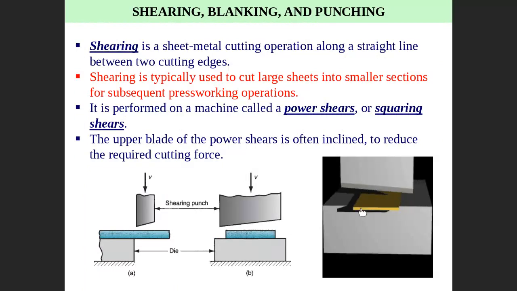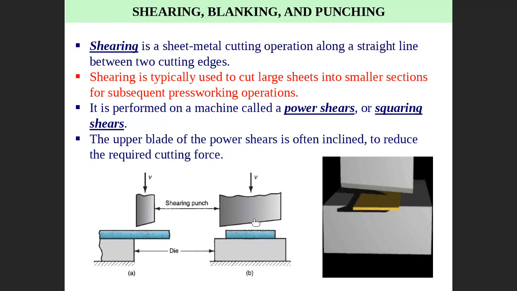Okay, so when you come to the shearing process, this is a shearing process. This is the sheet, this is a punch, and this is a die. The punch will come to cut against the die here. This is the front view, this is the side view. It is mainly used to shear the part to cut a smaller part for a subsequent process. I mean, maybe you cut a big sheet into smaller sheets, and these are required for another process, and so on. The machine used for shearing we call a power shear or squaring shear.